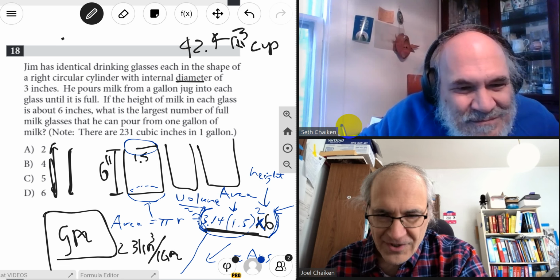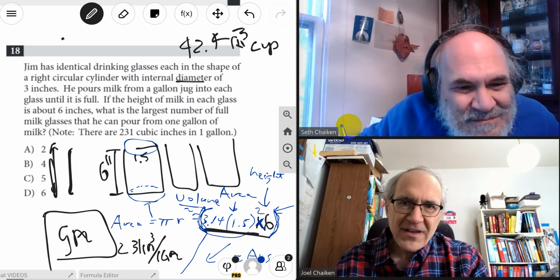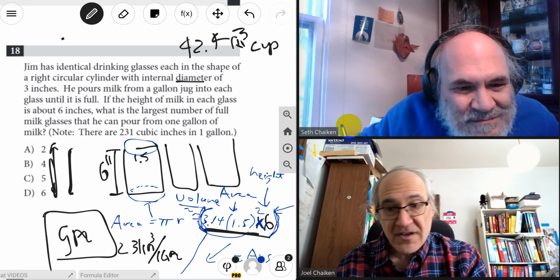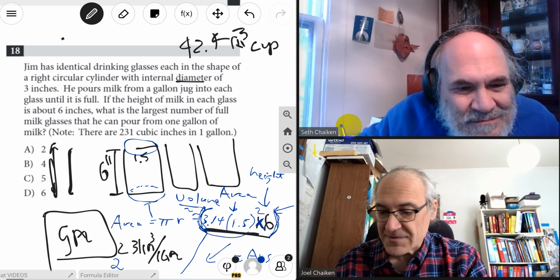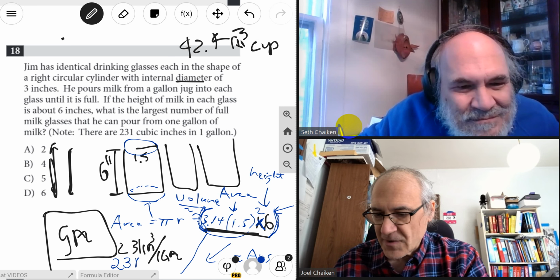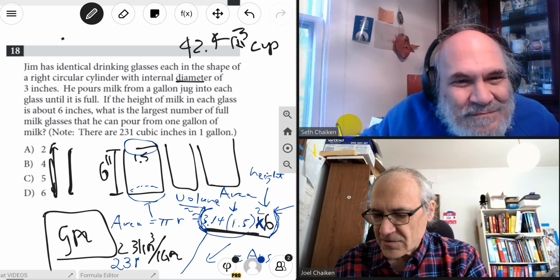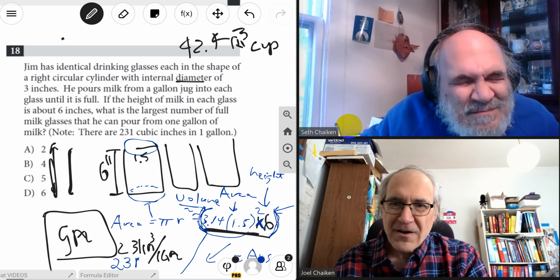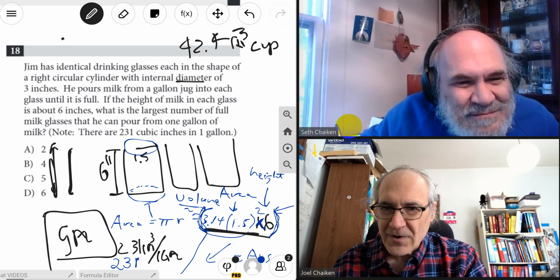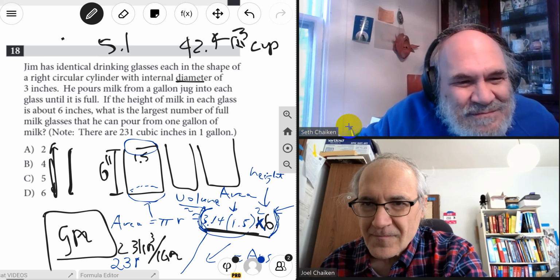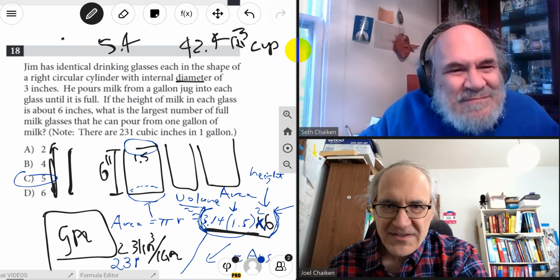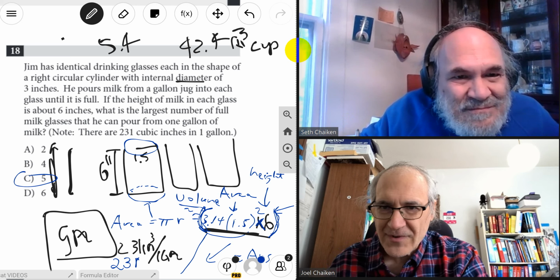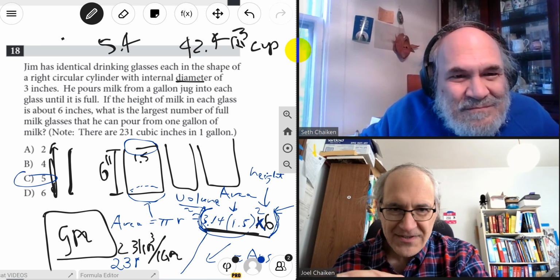And we have 231. So how many 42.4s are there in 231? That's essentially what's going on. So we have 231 divided by 42.4, and you get 5.4. So 5.4 of these cups make up a gallon. So now we have to read this really carefully. Is it 5 or is it 6?